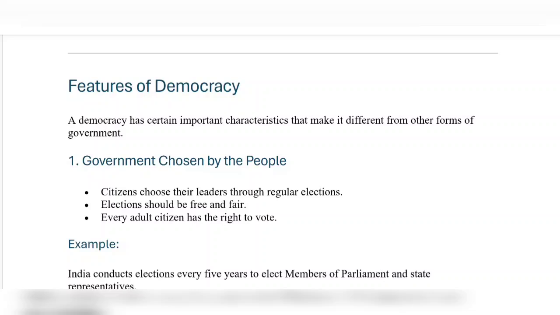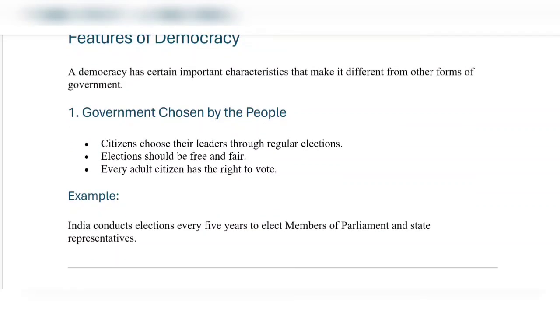So here, if we talk about democracy, it has certain important characteristics. First, we start with government chosen by the people. As we have seen in the definition of democracy, the government is chosen by the people. So, citizens have the right to choose their leaders or representatives through regular elections. If I take the example of India, here election takes place after every 5 years, and not only for the central government but for the state government and local government as well.